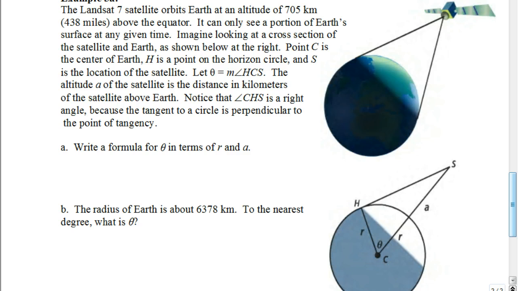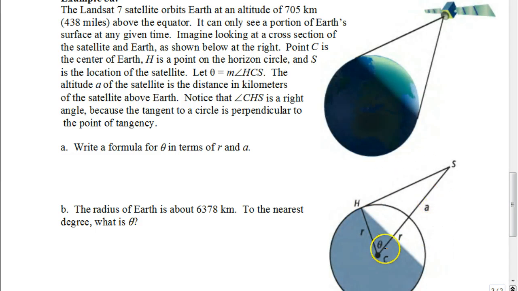Here it says the Landsat 7 satellite orbits Earth at an altitude of 705 kilometers, which is 438 miles above the equator. It can only see a portion of Earth's surface at any given time. Imagine looking at a cross-section of the satellite and Earth as shown below it to the right. So that's what they're showing down here.